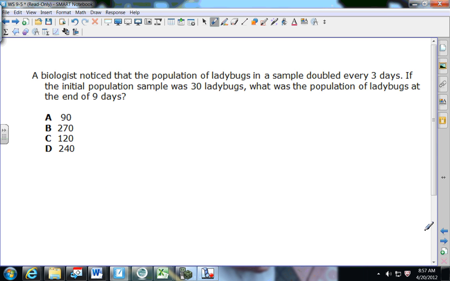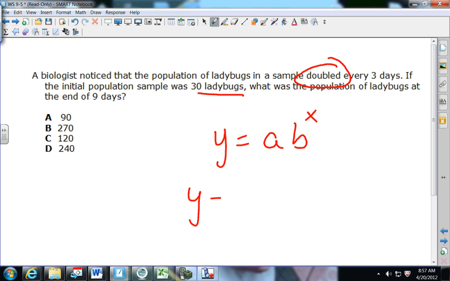This one said a biologist noticed that the population of ladybugs in a sample doubled every 3 days. If the initial sample had 30 ladybugs, what was the population of ladybugs at the end of 9 days? You know I have y equals ab^x. Let's write the x in the right spot. Okay, y equals, what's the initial amount of ladybugs I have? 30. So that goes there.